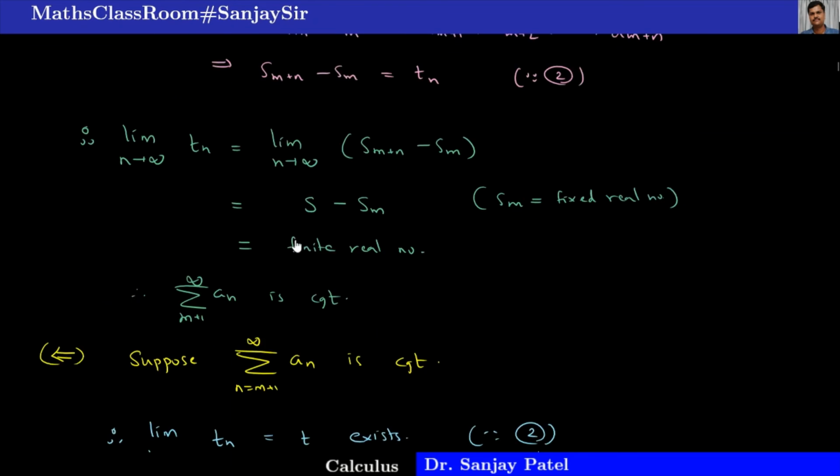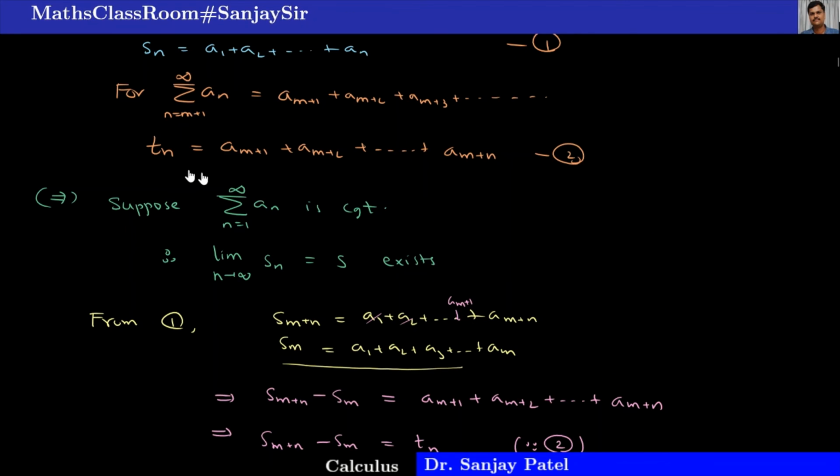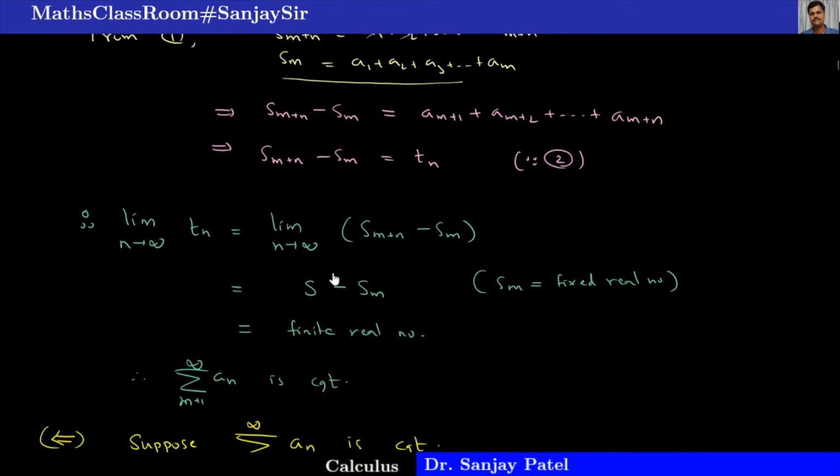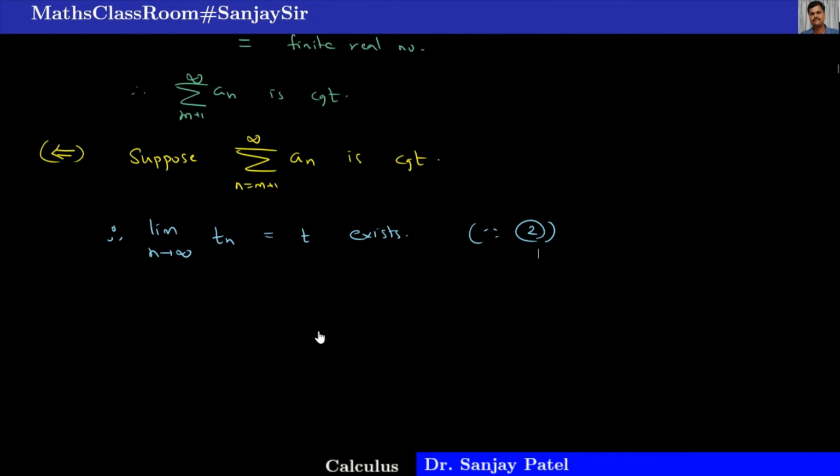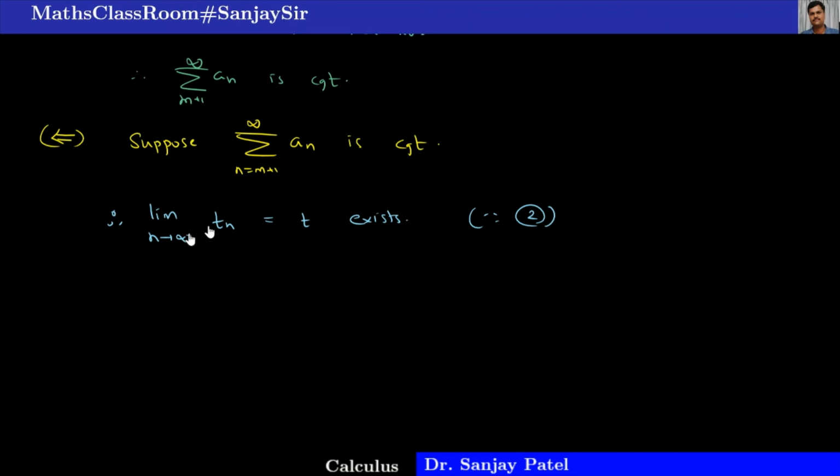What is 2? Let me show you. This Tn is the sum of the first n terms of this series, sigma from m plus 1 to infinity of an. So if this is convergent, that means the limit of Tn exists and it is some real number, and that real number we are calling here as T. We want to prove that the series sigma from n equal to 1 to infinity of an is convergent in this case.